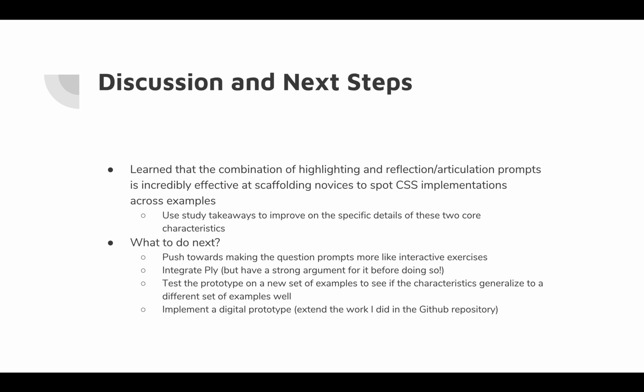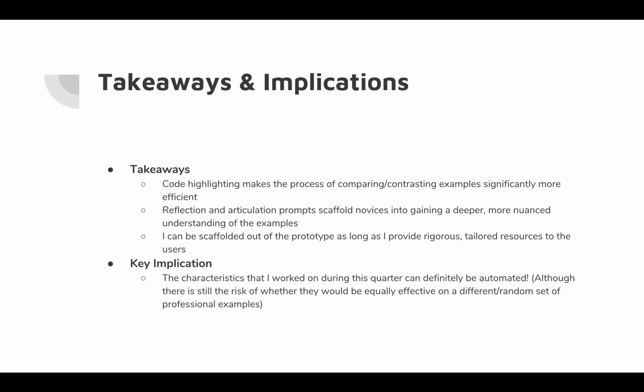Another next step is to implement a digital prototype. I already started it in the GitHub repository, which has some basic code highlighting, both tier 1 and tier 2. You can toggle between the two. But actually implementing the full thing and starting to do prototype testing on the digital version could be a potential next step. And now the final general takeaways and the implications.